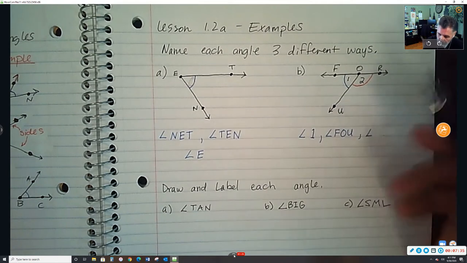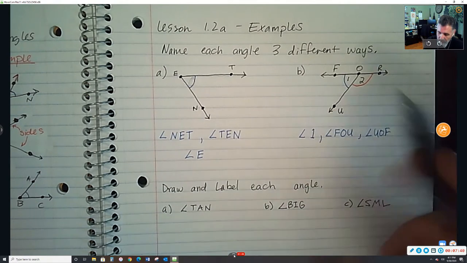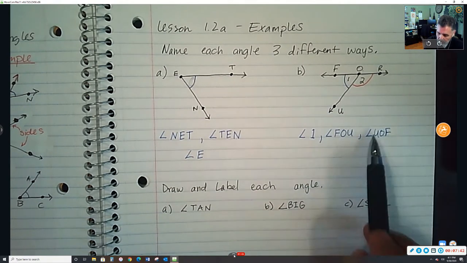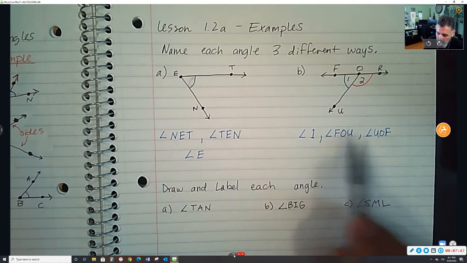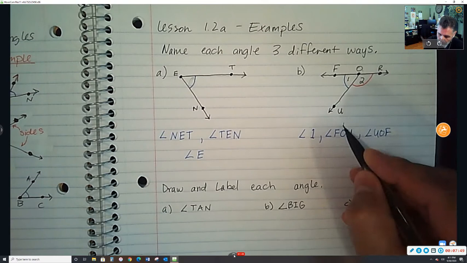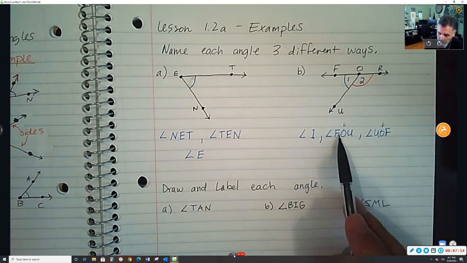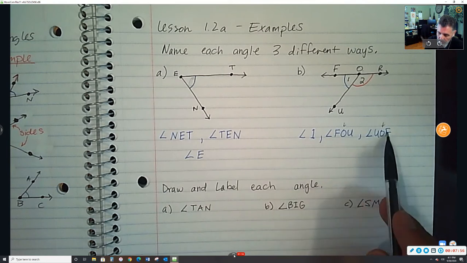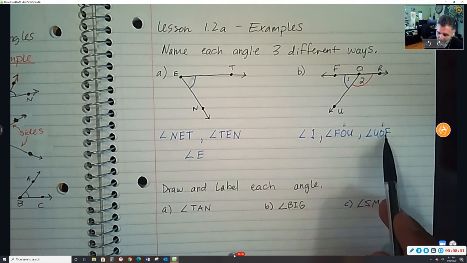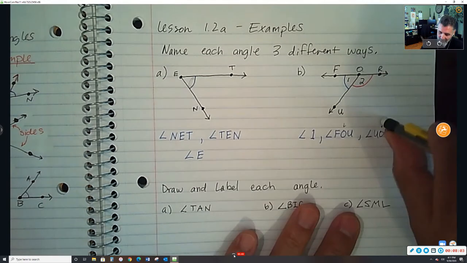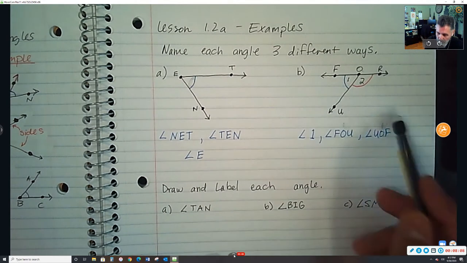U, O, F. U, O, F. And then F, O, U. F, O, U. Now again, I know these are pretty much talking about the same angle because O is in the middle, right? It's the vertex. And then the two-letter switch, it went from F-O to, I keep saying O, F-U to U-F. Okay. So anyway, those are three names for angle 1.